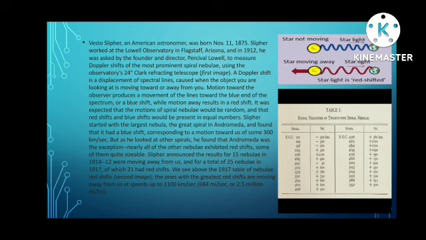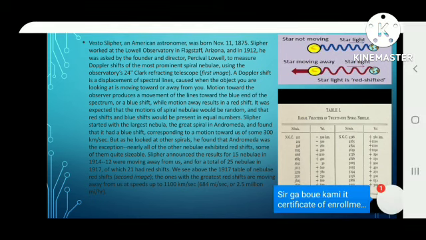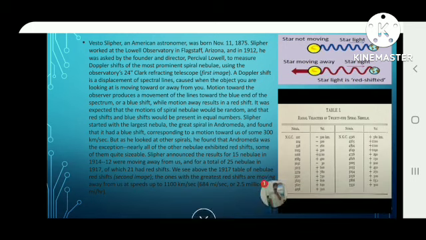It was expected that the motion of spiral nebulae would be random and that redshifts and blue shifts would be present in equal numbers. So, Vesto Slipher saw spiral nebulae that were blue shifted. Those are not moving, or their movement away from the Earth is slow. But he also saw galaxies that were moving fast away from the Earth.